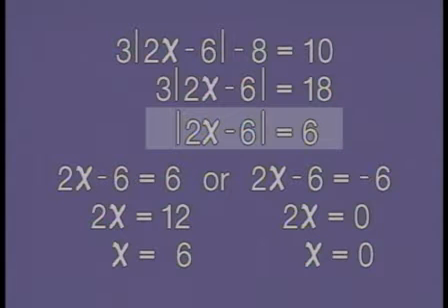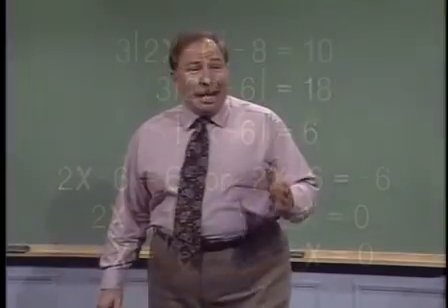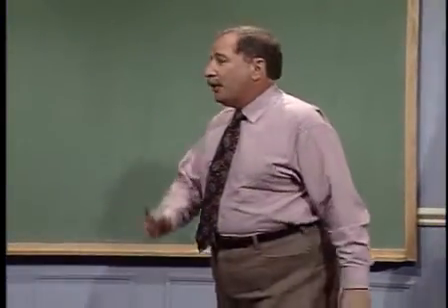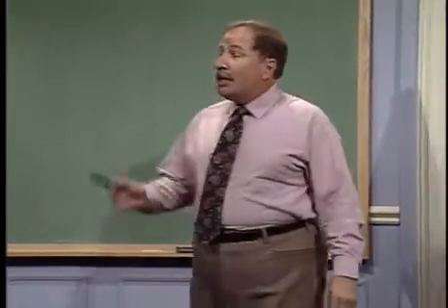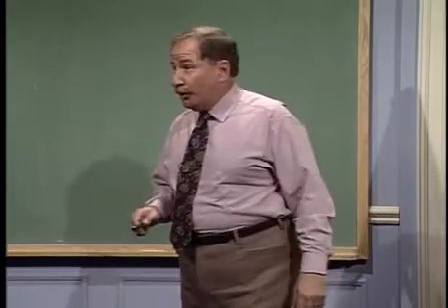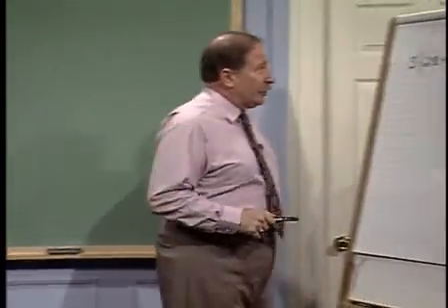So we have our two equations. 2x minus 6 equals 6. 2x minus 6 equals -6. We solve and get 6 and 0. Plugging 6 or 0 back into the original equation, they both check. Now that we can do that problem, let's see if we can do something more challenging. Something that takes advantage of everything we've learned in this lesson. Let's go over here and take a look at this problem.